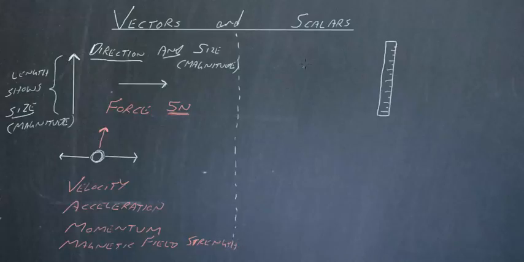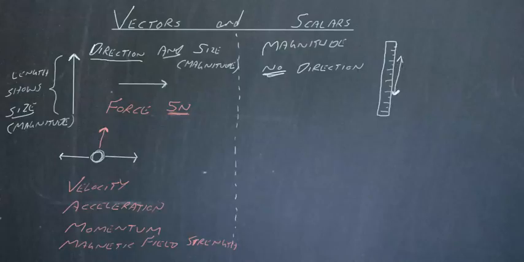Okay, scalars are a little bit simpler. If I change my ink color back, they have a magnitude. Okay, so size, magnitude, but no direction. So when you hear the word scalar, you probably think of a scale, and that's a good way of thinking of scalar measurements. They have a physical size to them, but the direction really doesn't matter.